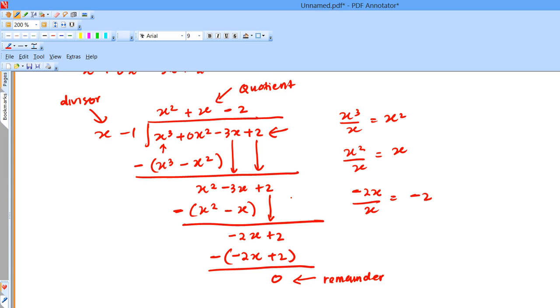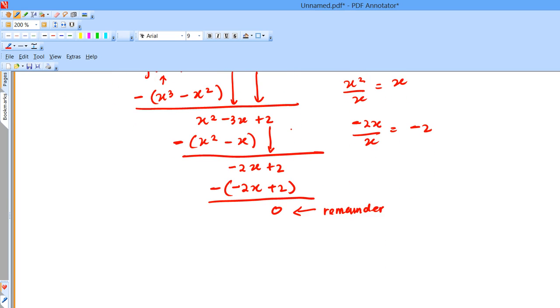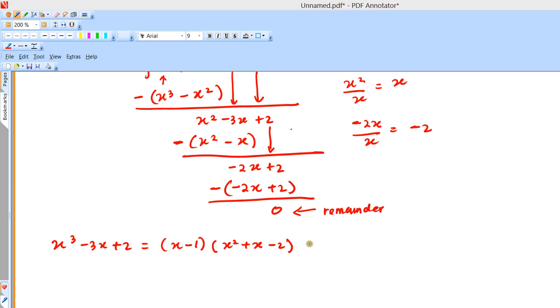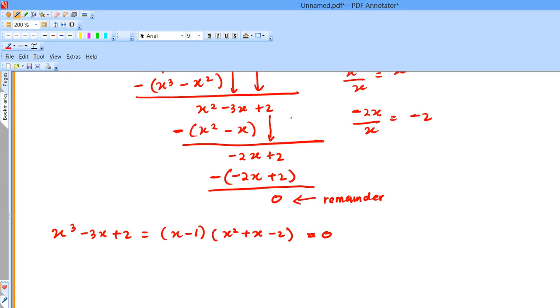So how to write this cubic expression? We have x cubed minus 3x plus 2 actually equal to the divisor x minus 1 times the quotient, x squared plus x minus 2, and then plus this remainder, which equals 0. So we can solve this.